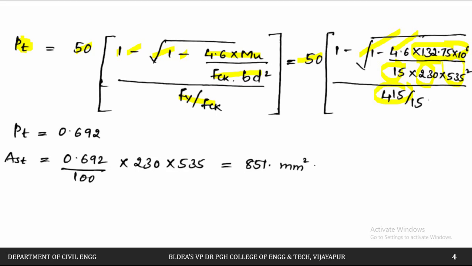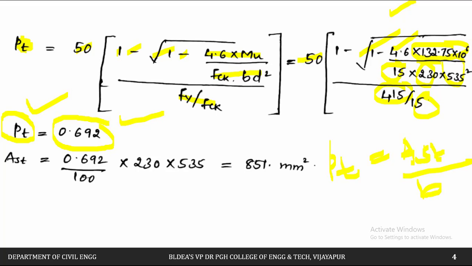If you substitute, you will get percentage of steel as 0.692. This is not PT, nothing but percentage of steel. So how do you calculate percentage of steel? That is equal to AST, area of steel, divided by BD multiplied by 100. So now we have calculated this PT, we know this B value, we know this D value. Next only unknown will be AST.